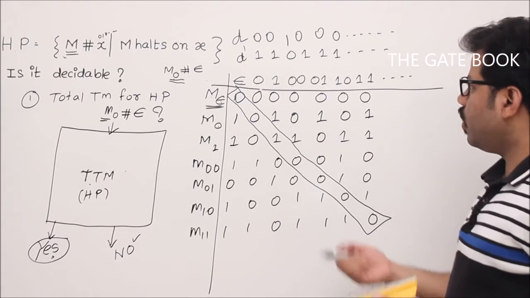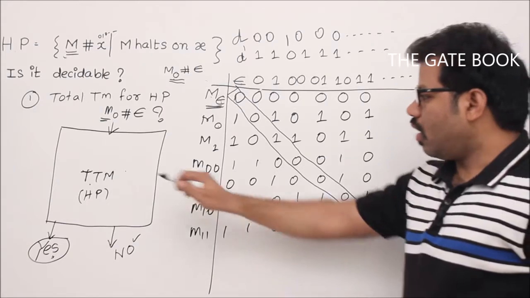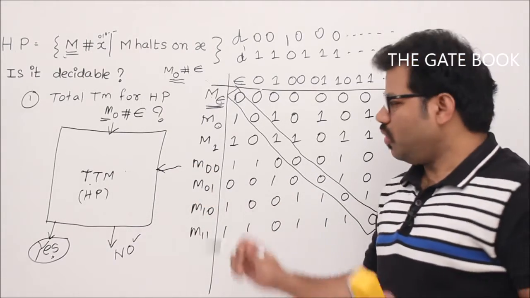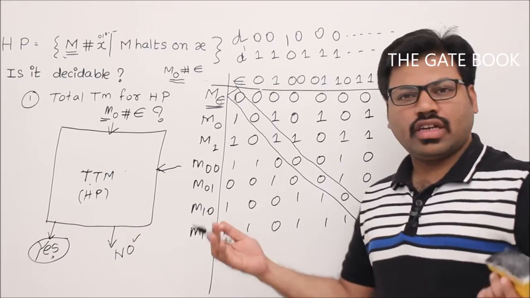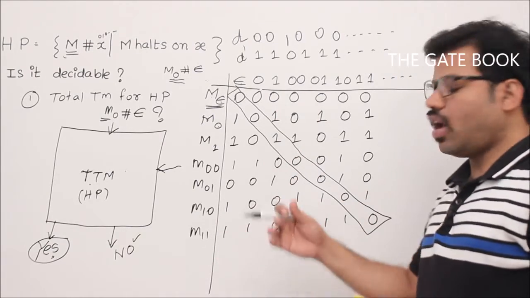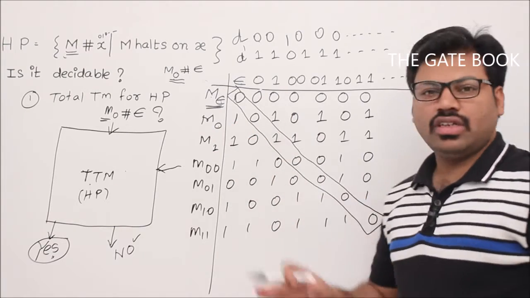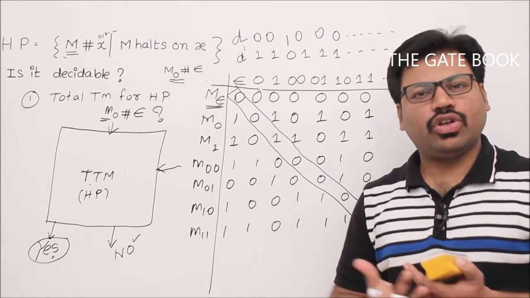Now sir, why are you doing this? I will tell you. Now I target this total Turing machine. Mr. Total Turing machine, do you really exist? It says yes, I exist. That's why I gave you all these entries. That means you answer any question about any Turing machine.